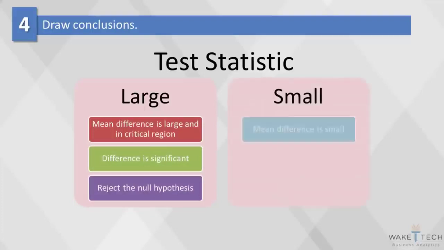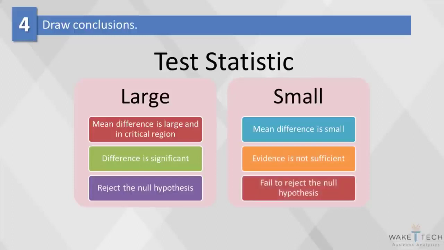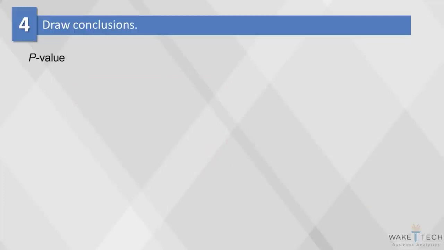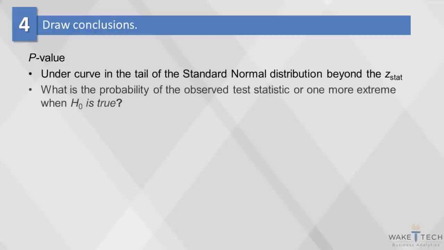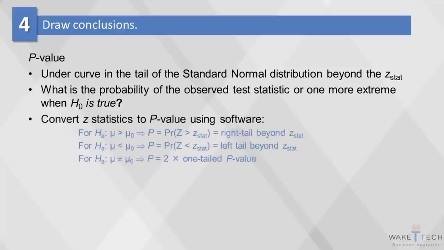If the mean difference is relatively small, then the test statistic will have a low value. In this case, we conclude that the evidence from the sample is not sufficient, and the decision is to fail to reject the null hypothesis. The p-value is the area under the normal curve in the tails beyond the z-stat. It answers the question, what is the probability of the observed test statistic, or one more extreme, when H0 is true? To convert z-statistics to p-value, we will use software.